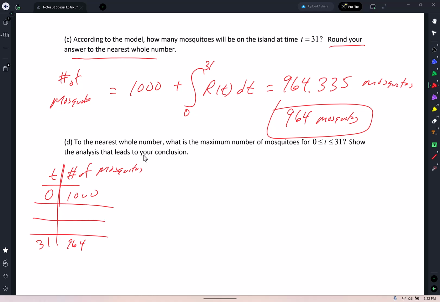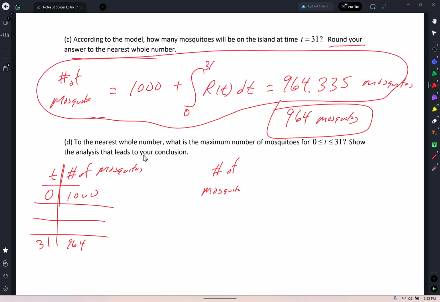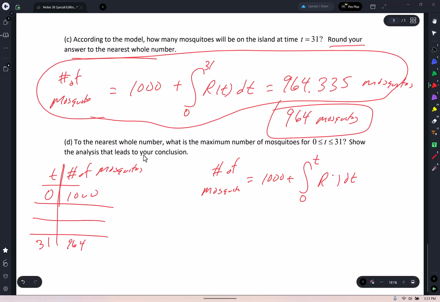All right. Number of mosquitoes. Let's get an equation. Let the top one help you out. 1,000 plus integral from 0. You're not going to put a 31 up there. You're going to put the letter T. You want to figure out that number. Bless you. R of t dt. Child, there's a t there and a t there. Okay, fine. Make that R of x dx. It does not matter.